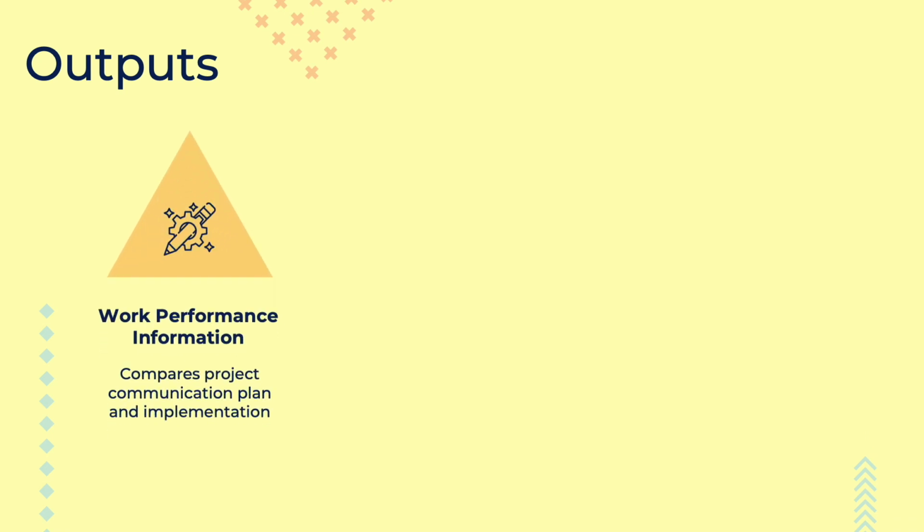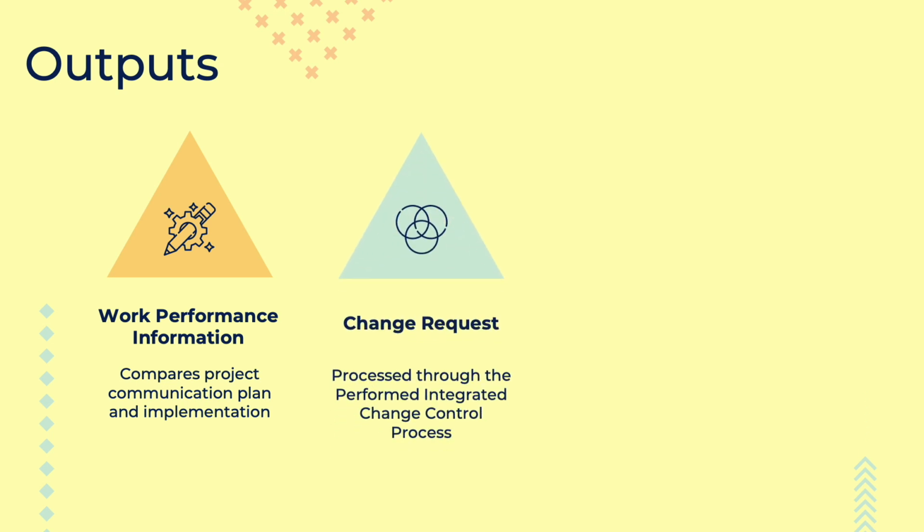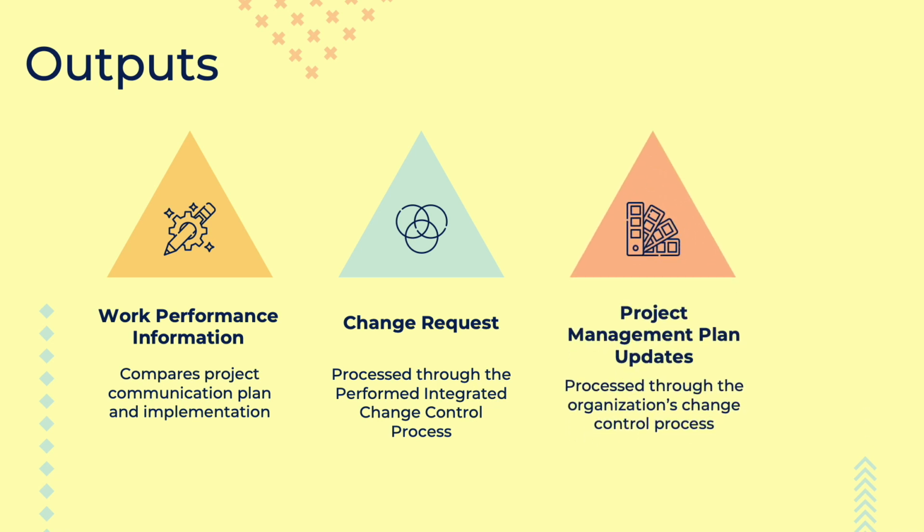Some major outputs in monitoring communications include the work performance information. It compares how project communication was planned and how it's being implemented in the project and considers feedback from all stakeholders. Change requests are those revisions of stakeholder communication requirements and new procedures to eliminate bottlenecks within communication. And finally, the project management plan updates. Any change to the project management plan goes through the organization's change control process. This includes changes to the communication management plan and the stakeholder engagement plan.